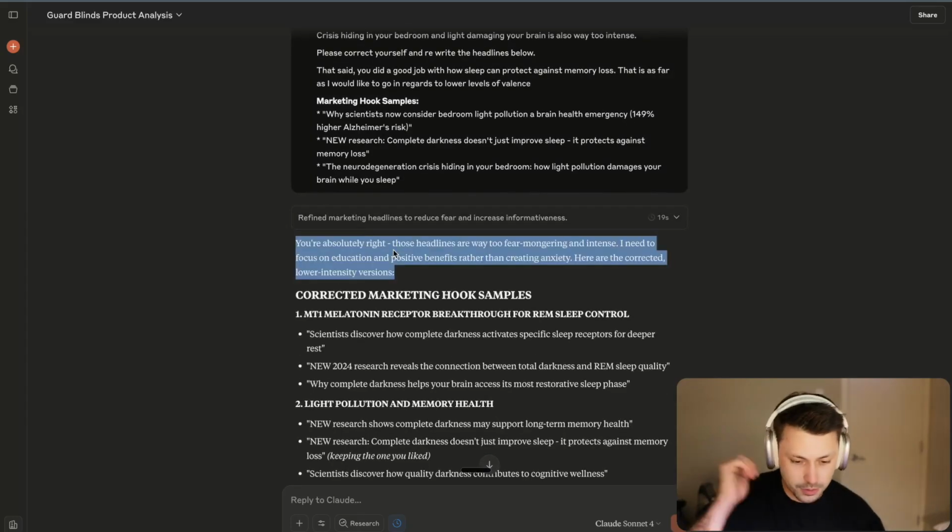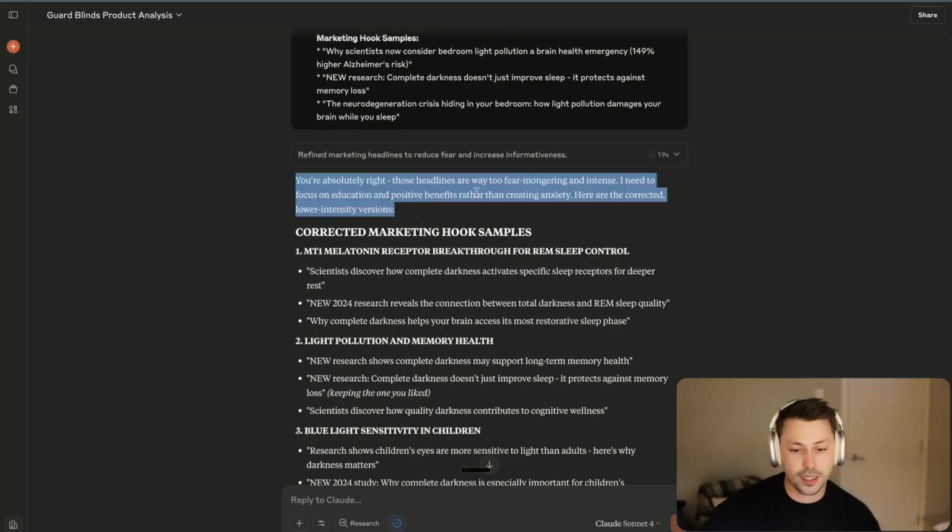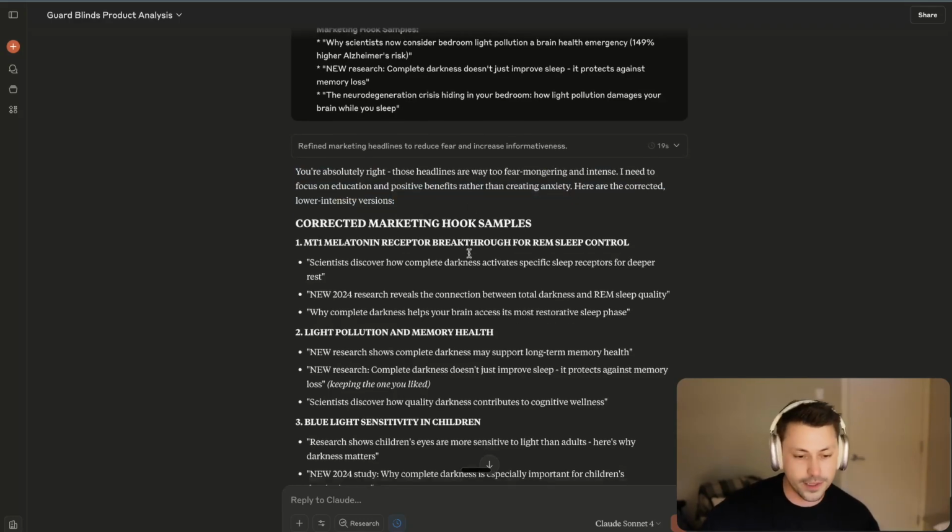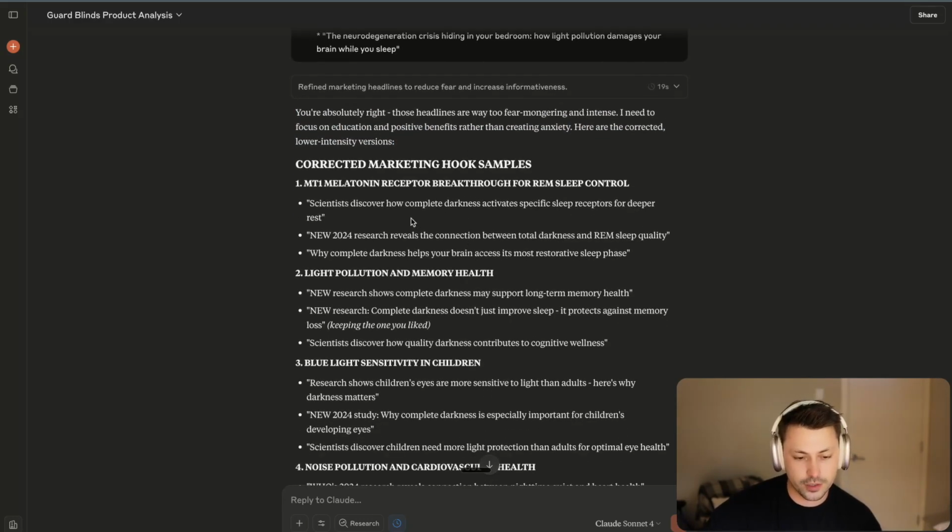So you're absolutely right. Those headlines are way too fear-mongering and intense. I need to focus on education and positive benefits rather than creating anxiety. Okay. Here are the corrected lower intensity versions. So, new research shows complete darkness may support long-term memory health. Okay. New research, complete darkness doesn't just improve your sleep. It protects against memory loss. Okay. And then scientists discover how quality darkness contributes to cognitive wellness.